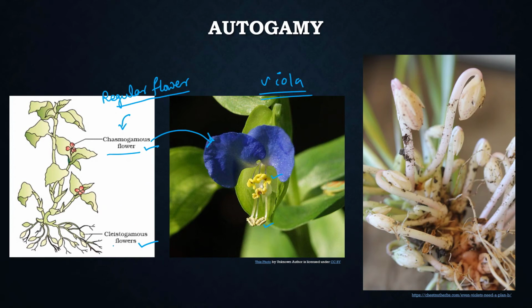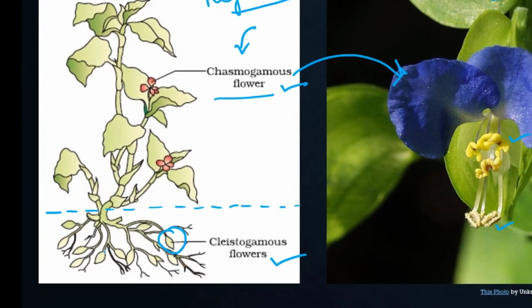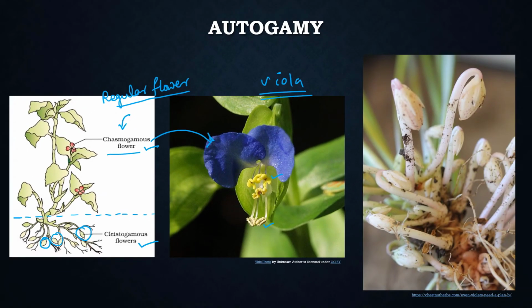Now the second category is the Clistogamous flowers. Now what do you see in Clistogamous flowers? Here you have to keep in mind that these flowers are going to be underground, and you can see these are present inside, around the roots. Now these flowers are underground and they will never open. They remain closed throughout.